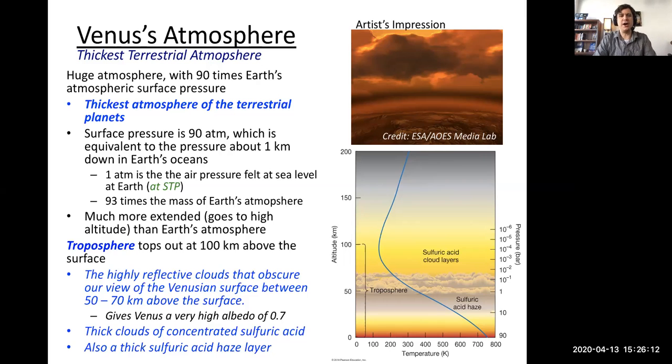So a very thick atmosphere, and it being so thick and so massive, it means it's a very extended atmosphere as well. So remember, the Earth's troposphere was in the first 10 kilometers. The top of Earth's atmosphere was at 100 kilometers. And really, the top of the troposphere for Venus extends up to about 100 kilometers. So all of Earth's atmosphere could fit in Venus's troposphere.